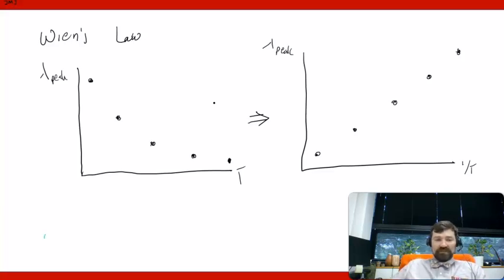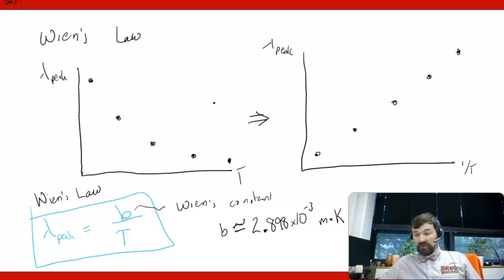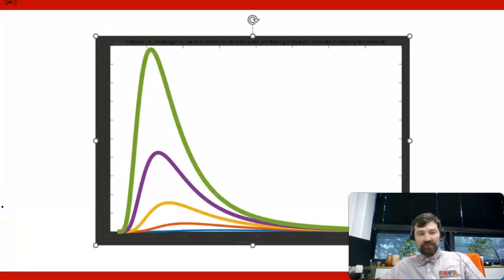And so what Wien's law says is that lambda peak is equal to some constant, called Wien's constant, divided by the temperature. So B in this case is Wien's constant. Wien's constant has an approximate value of 2.898 times 10 to the negative 3 meter Kelvin. This relates the temperature of the blackbody emitter to the peak wavelength lambda peak, which again is essentially taking the values of each of the peaks.